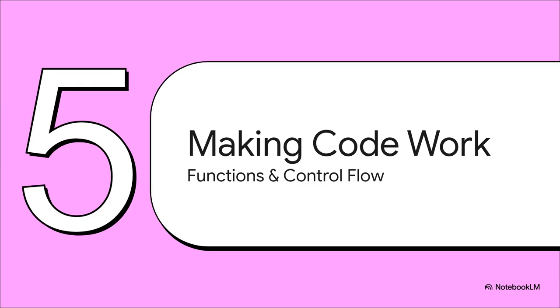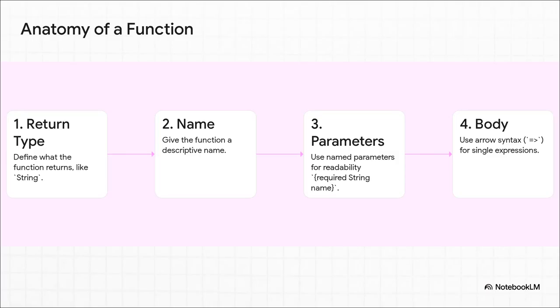Okay, so we know how to store data, but how do we make our code actually do stuff? That's where functions and good old control flow come into play. Let's take a look. Writing a function in Dart just feels good. It's so clean. You say what it returns, you give it a name, and then you list its parameters. And Dart has these amazing features like named parameters inside curly braces, which makes your code almost self-documenting. Plus, for really simple functions that just return one thing, you can use this slick arrow syntax. It's all designed to be readable and get you coding faster.